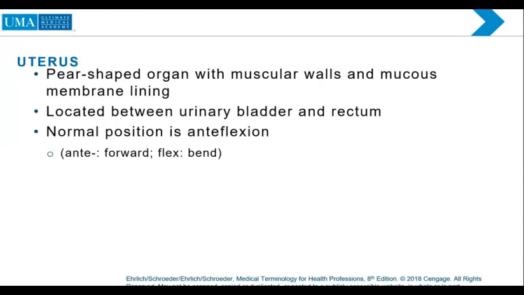And then we have our uterus. And this is a pear-shaped organ with muscular walls and mucosa membrane lining. It's located between the urinary bladder and the rectum. And the normal position is anteflexion. We see here that ante means forward and flex means to bend.